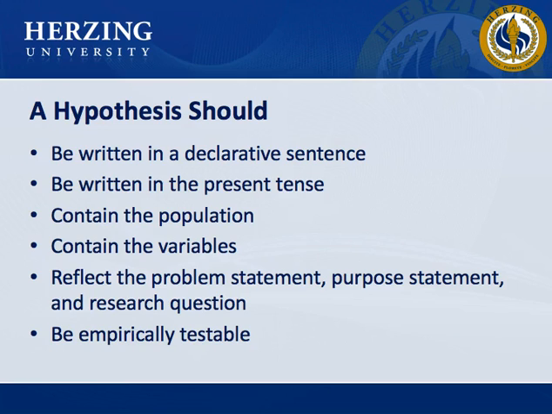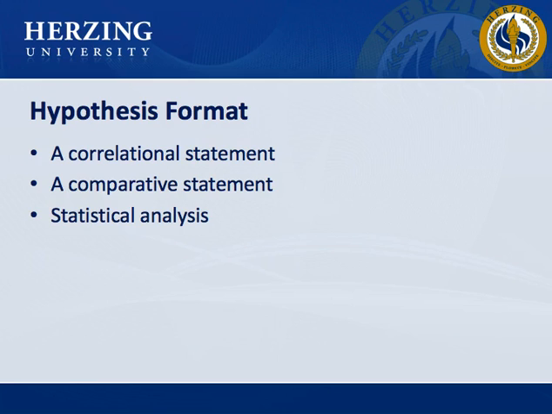A hypothesis should be written in a declarative sentence in present tense, contain the population and the variables, reflect the problem statement, and be empirically testable. Hypotheses, like problem statements that contain more than one variable, are usually written in the form of a correlational statement or a comparative statement to permit proper statistical analysis. A directional research hypothesis should contain a predictive term such as less, greater, decrease in, or negative correlation.